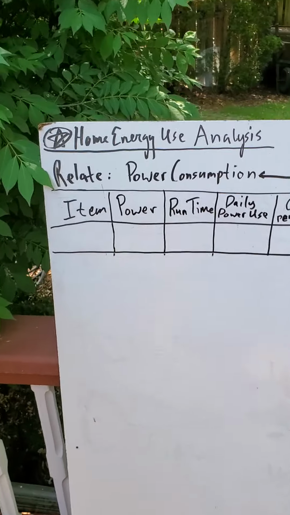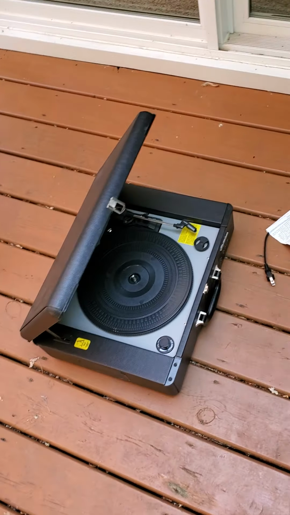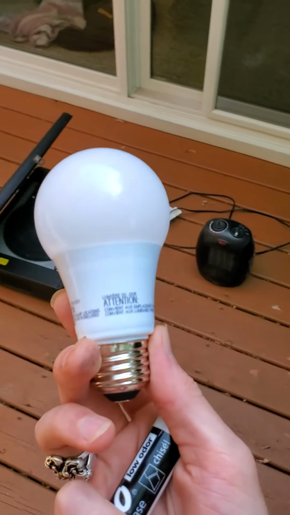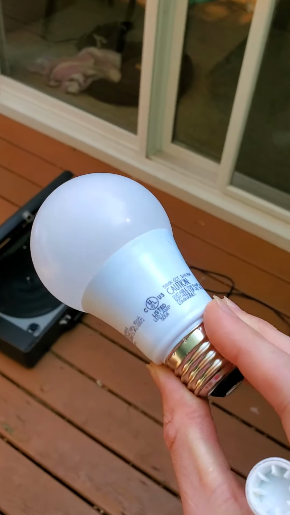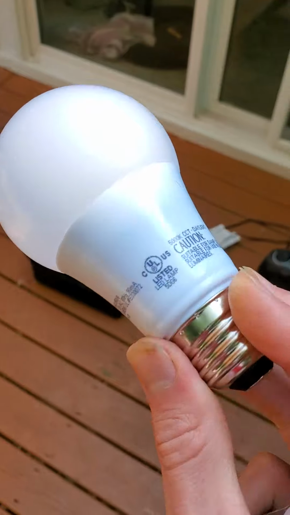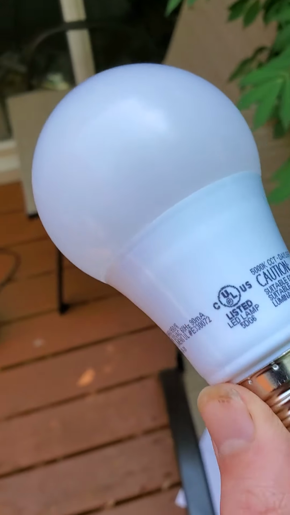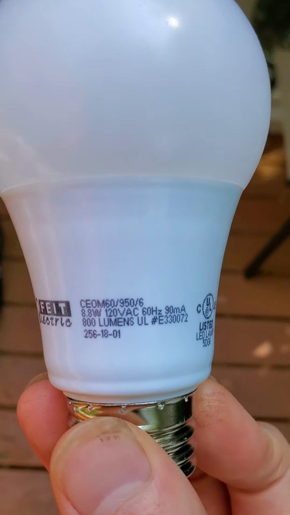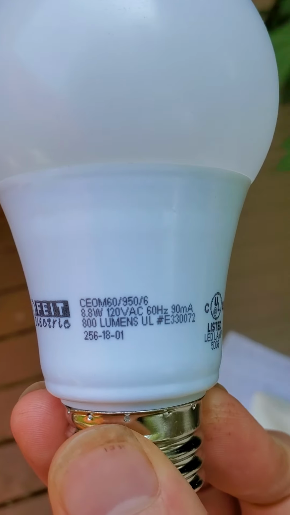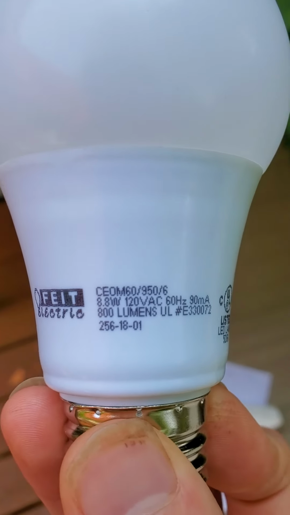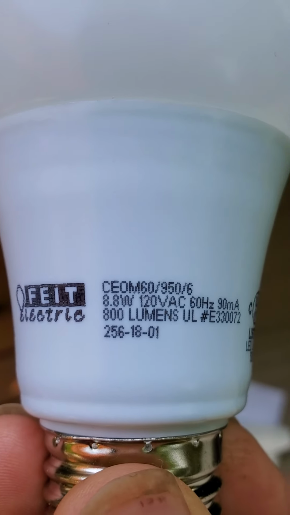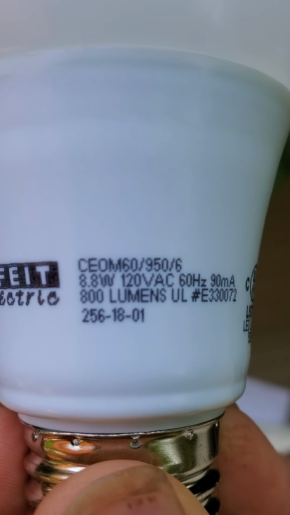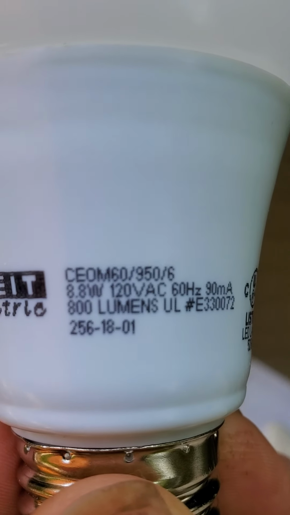So the first thing we're going to do is select an item, and just to keep it simple, I'm going to use this light right here. Now every electronic item that we have, by law, must include different power information. And right here you see this light, the power rating is 8.8 watts. So that's something I could write down.